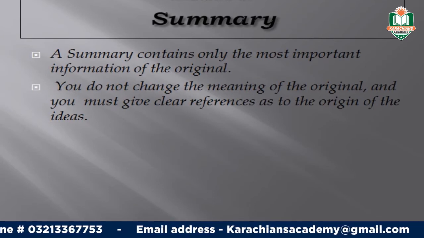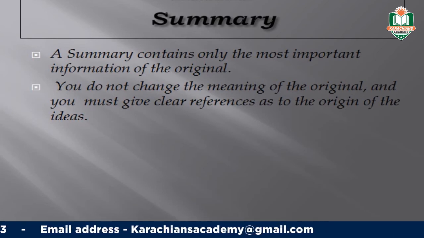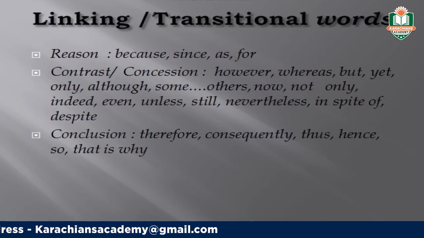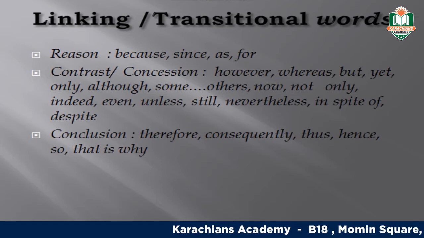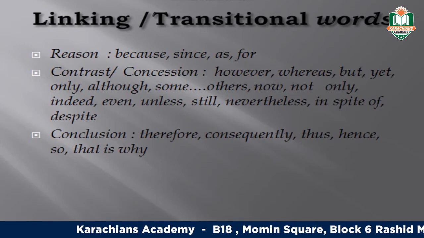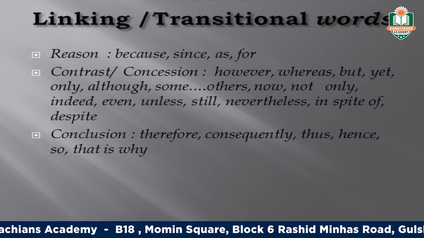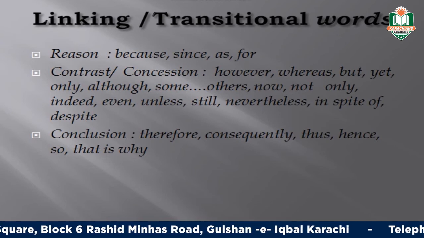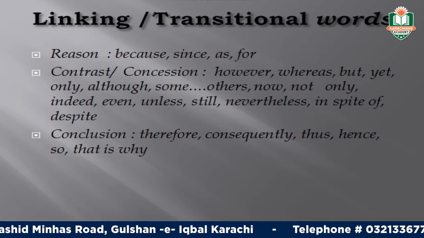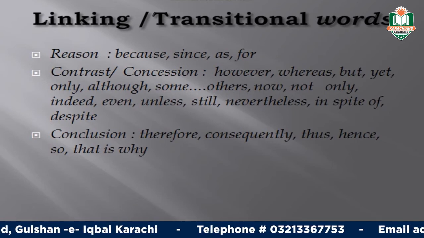So when we have to write down what is written in the original passage, how can we achieve coherence, and how can we achieve the purpose where we have to write down all the important key ideas along with the transitional words, along with the details? What we have to do is use linking or transitional words.